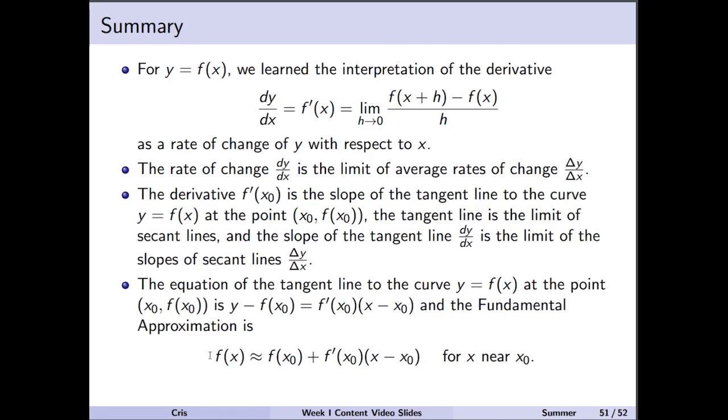We see that f of x is approximately equal to f of x naught plus the rate of change, f prime of x naught, times the change in x minus x naught, at least for x near x naught. And this is the basic approximation we'll use throughout this class.